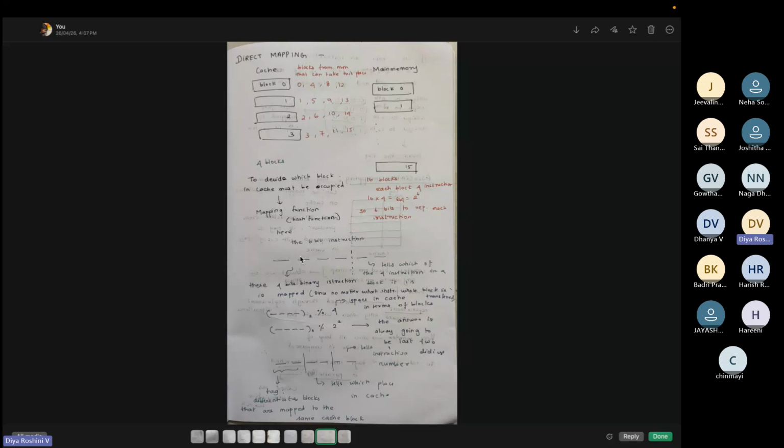I took a very small example because the one in Carl Hamilton was talking with 2 power 12. I hope this was clear. If you want, I can repeat it again. Was it clear?